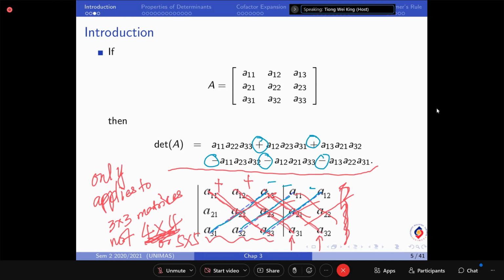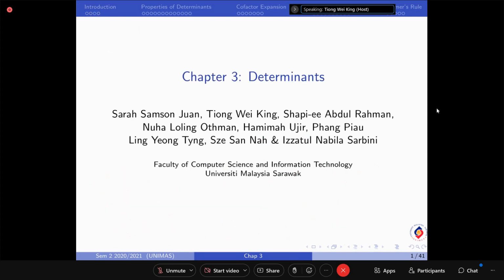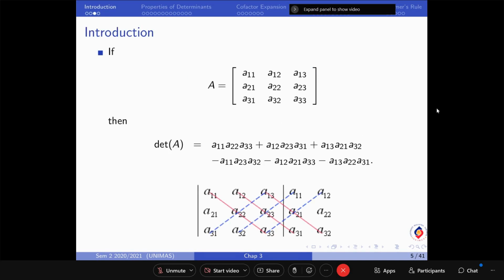Any question? Hello, sir. Yes. Just now you said the conventional method is only for 3 by 3. So for 4 by 4 you use the cofactor expansion or the other one? Yes, correct. For 4 by 4, you need to use the one we learned today.